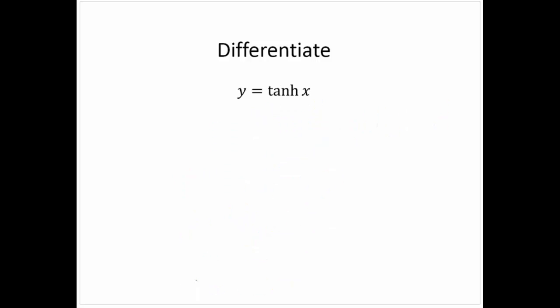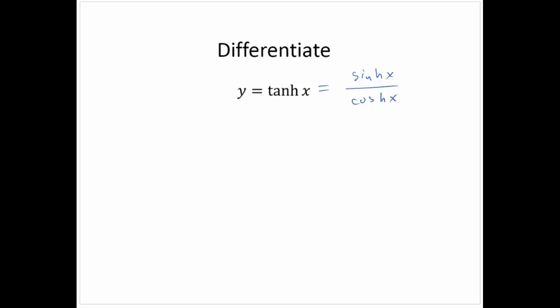So now would be a good time to try one on your own. Differentiate the hyperbolic tangent of x. And a good idea would be to use the fact that the hyperbolic tangent is the hyperbolic sine divided by the hyperbolic cosine. So why don't you pause and try this on your own. Alright, so I'll use the fact, as I mentioned, that the hyperbolic tangent is the same as the hyperbolic sine of x divided by the hyperbolic cosine of x.